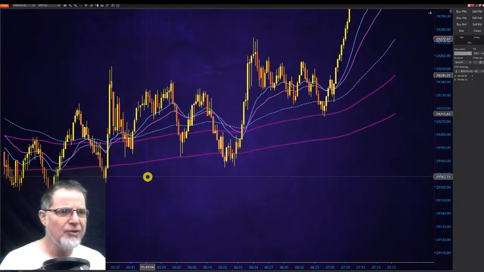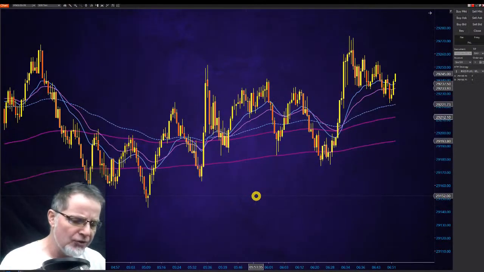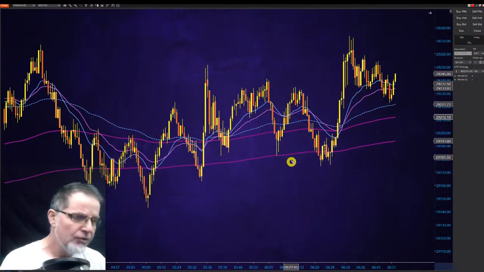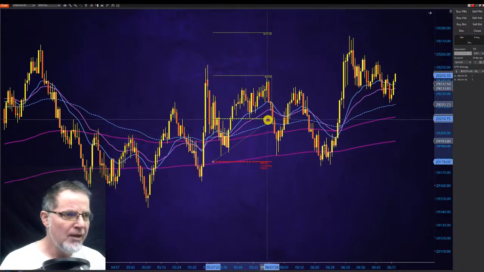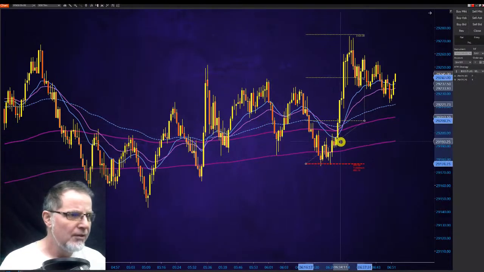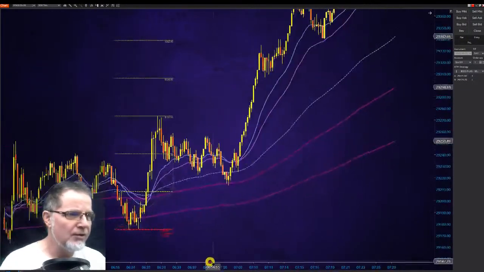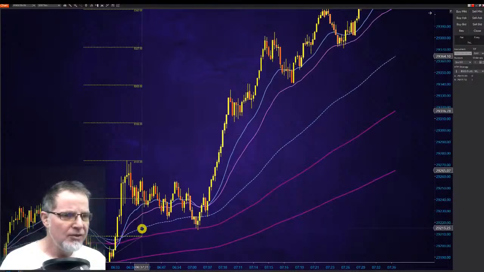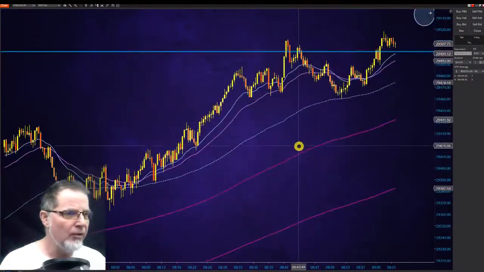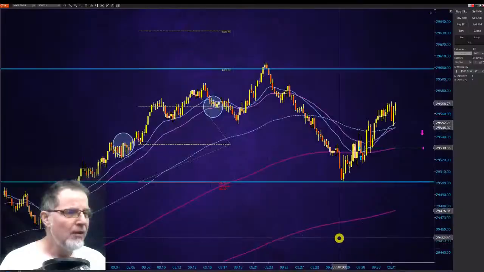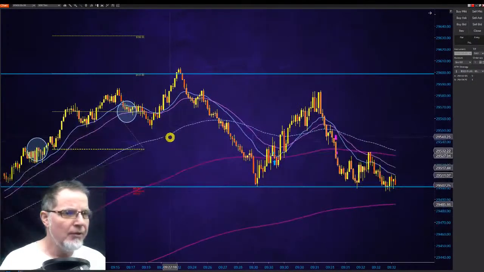Potentially, depends on what you're going for. If you're going for 2-to-1, which is all this strategy is asking for, let me see what would have happened here. Yeah, these two wouldn't have worked. This one would have definitely worked, and that one would have worked. So you're just hoping that the 2-to-1 strategy and the winners will outweigh the losers.